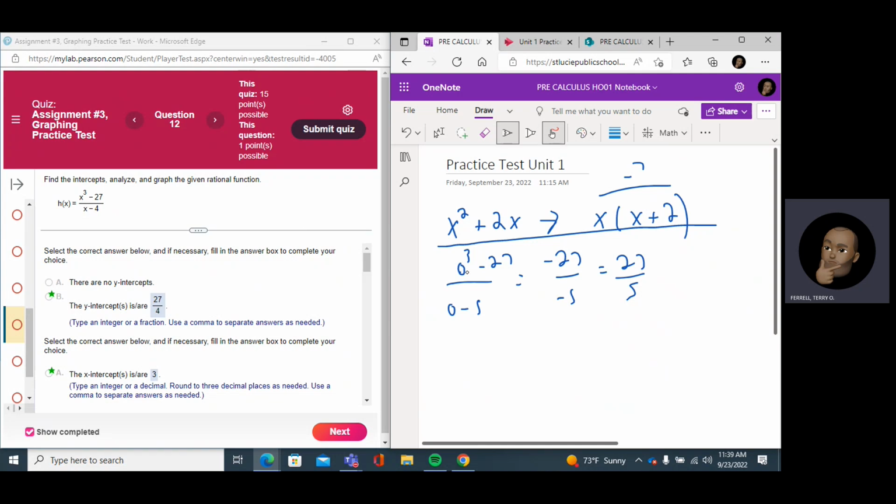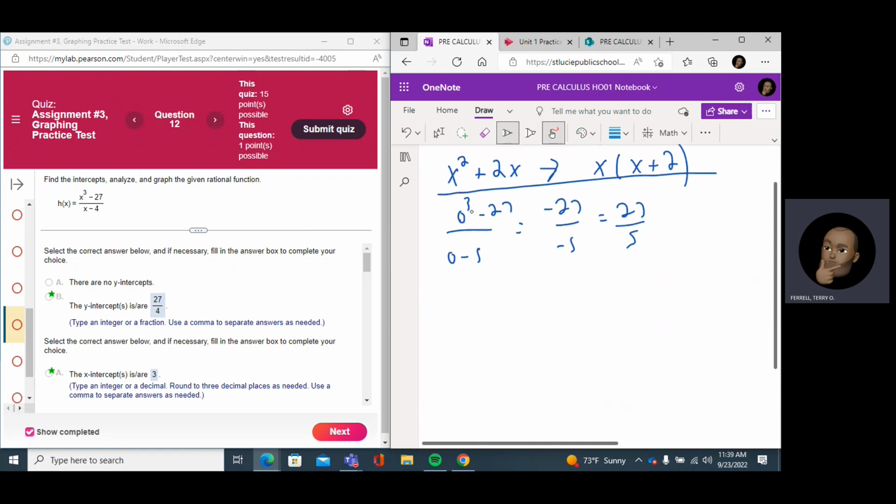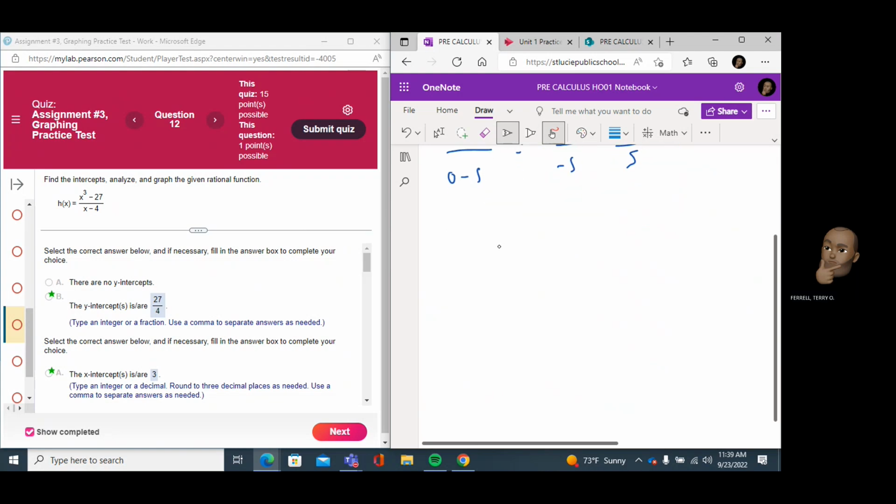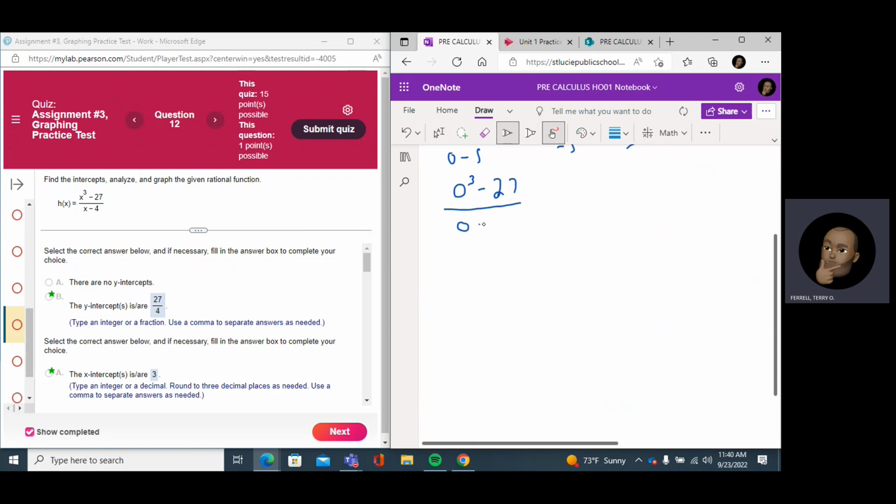If I plug a 0 in that numerator, which I did over here, 0 cubed over 0 minus, that one was, oh, this one's a little different. This one's 5. So in that case, the problem does change. So I'll rewrite this. So I'm going to plug in 0 to the third minus 27 over 0 minus 4. Well, negative divided by negative is positive, so it's going to be 27 over 4. So that's why that's the y-intercept.